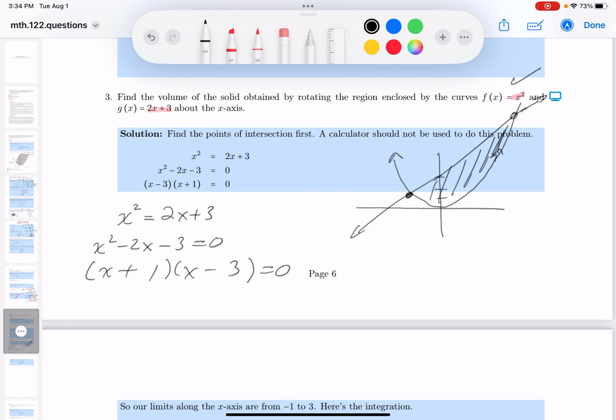So I'm going to say this point over here is minus 1, comma, we'll talk about that later. And this one over here is 3, comma, something. So what's the minus 1 going to give you? It's going to give you just 1. How do I do that? I plug it into this equation because it's easy. You could also plug it into there. You're still going to get 1. Now, if I put 3 in, I get 9. Whether I plug it in here or plug it in there, I'm still going to get 9. So I'm pretty comfortable that I know the points of intersection and what region they're dealing with now.